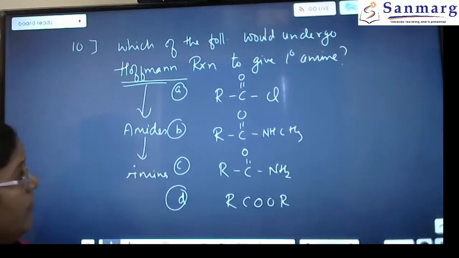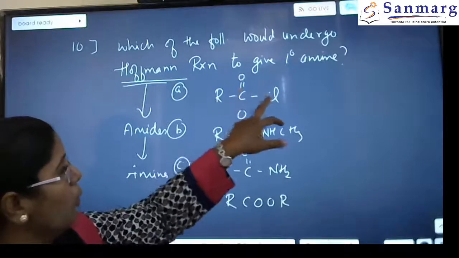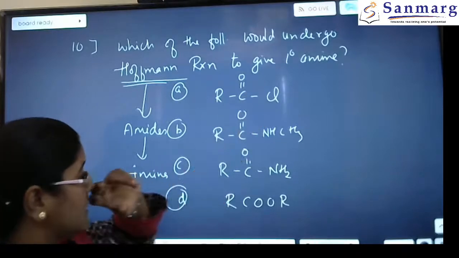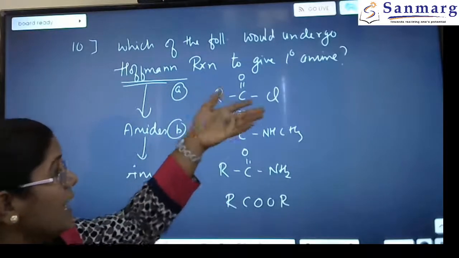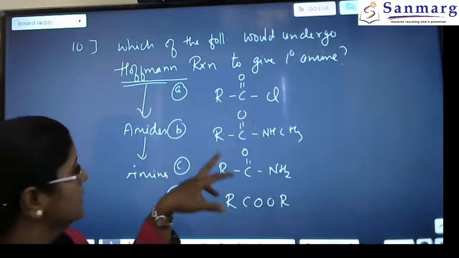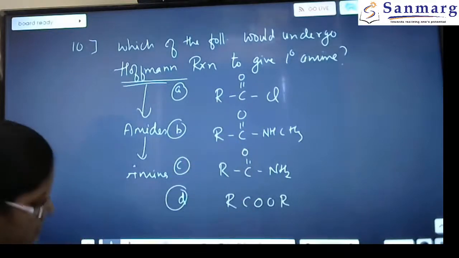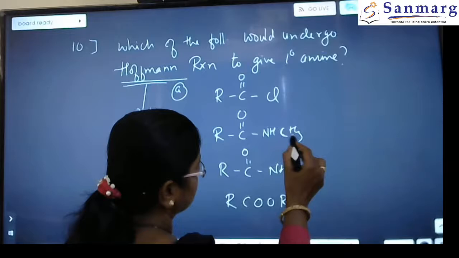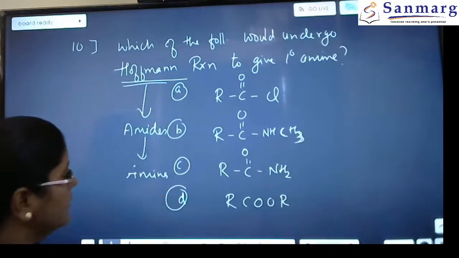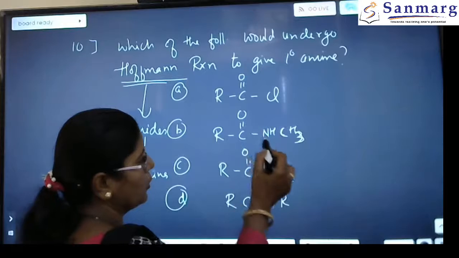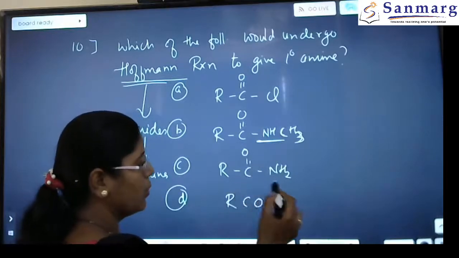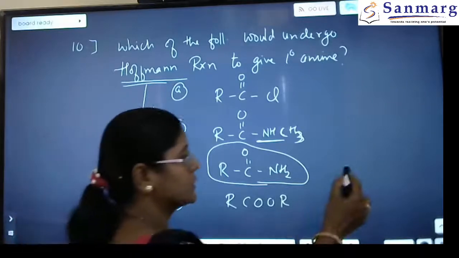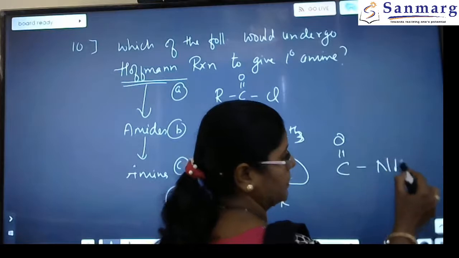So among these, which is an amide? C double bond O Cl. This is not an amide. You can call it acyl chloride, alkyl chloride. This is, see here, option 2, NH CH3 group. Okay, this is C double bond O NH group. Here you have C double bond O NH2 group, which is the amide here. Amide means usually you have a C double bond O NH2 group.